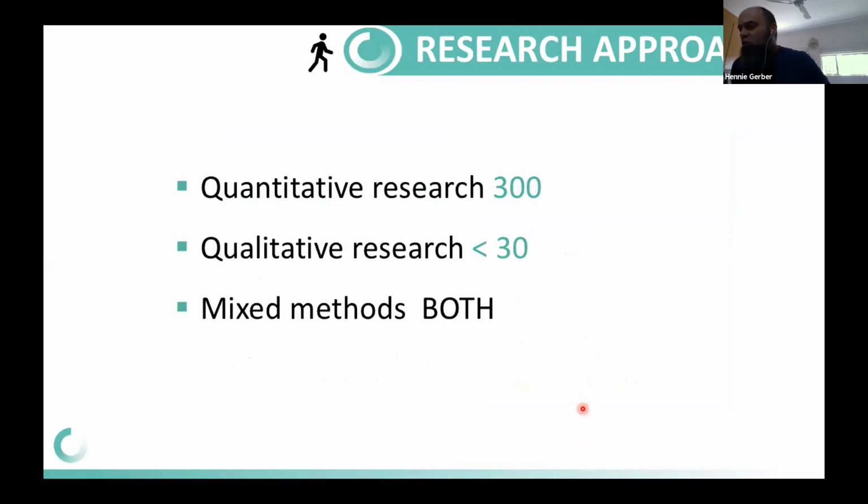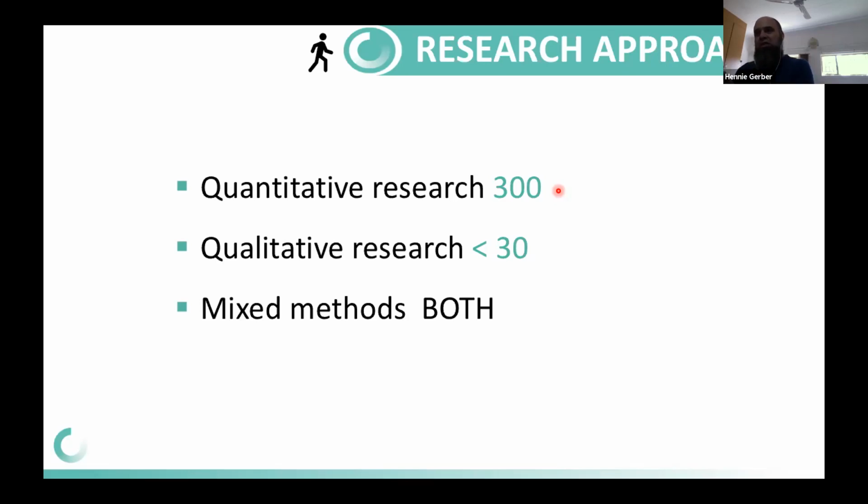Okay, if you look at quantitative research, you'll see the 300 there. If you have 300 responses, you can do mostly anything in quantitative research. This is just the rule of thumb. And just to give you context, you need a lot.